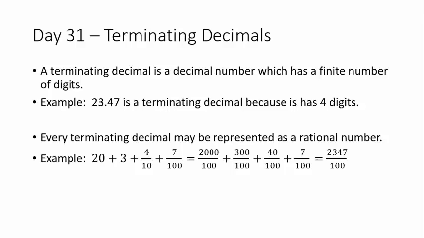Remember that we add rational numbers by getting a common denominator. Our common denominator here is 100. We convert all of our integers and fractions so that they all have a common denominator of 100. And then we add the numerators. You can see that our result here is 2,347 hundredths. Practice doing this. This is a necessary skill.